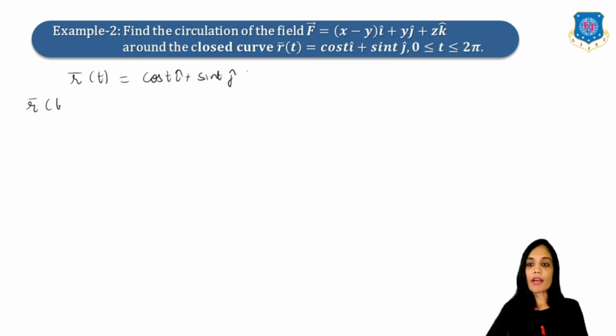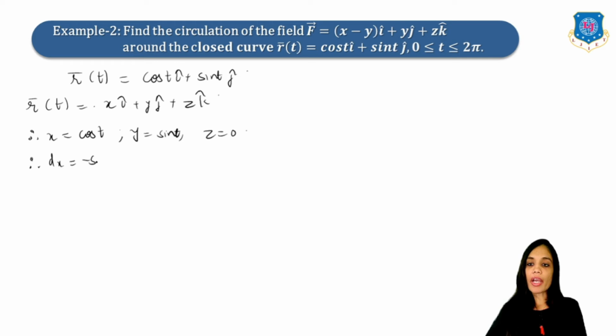Compare this with r bar of t equals x i cap plus y j cap plus z k cap. From this you can say that x is cos t, y is sin t, and z is 0. Therefore dx will be minus sin t dt, right? dy will be cos t dt, and dz will be equal to 0.